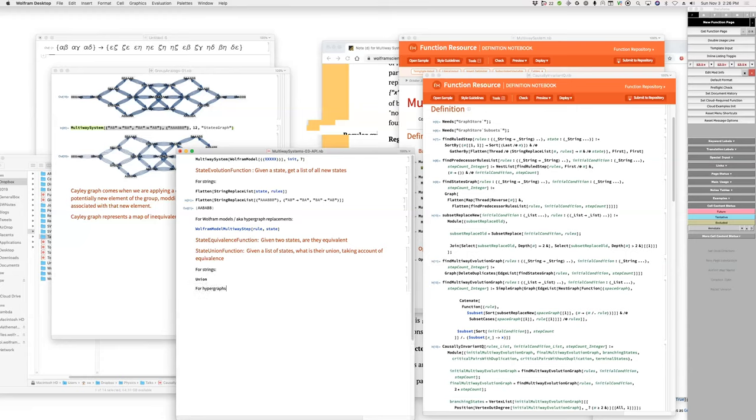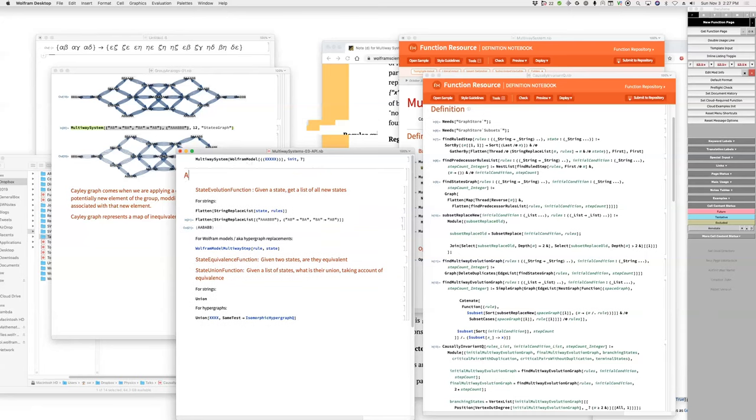For hypergraphs, it should be hypergraph union. Oh God, that means the wrong thing, doesn't it? Hypergraph union would mean a union of hypergraphs. Yes. It should be union with a different SameTest. So SameTest arrow HypergraphIsomorphicQ. So that should just work out of the box, right? I think so. Maybe too slow, though.